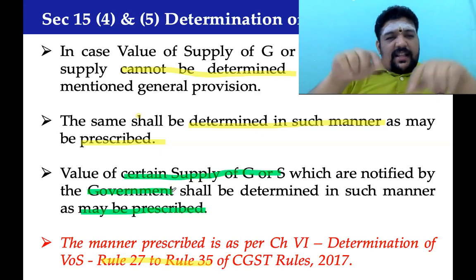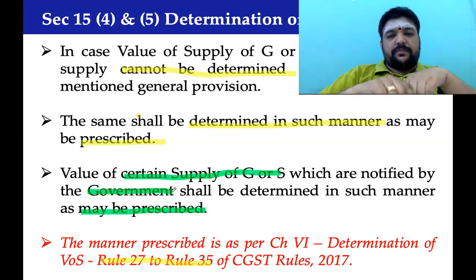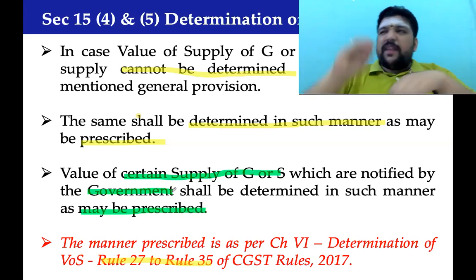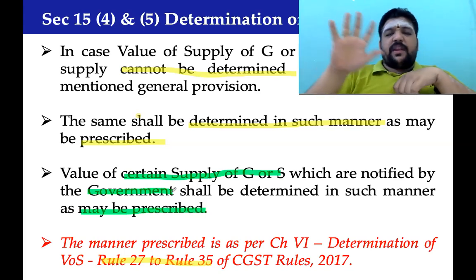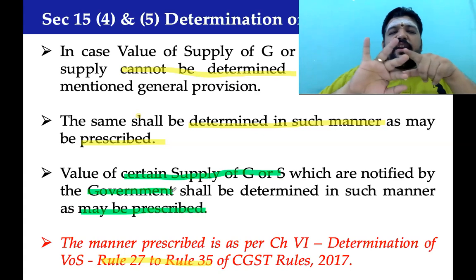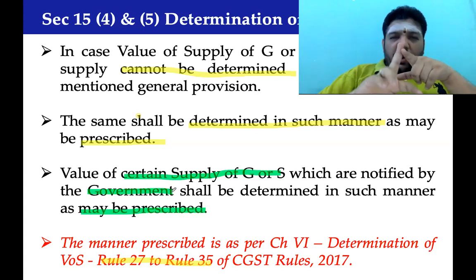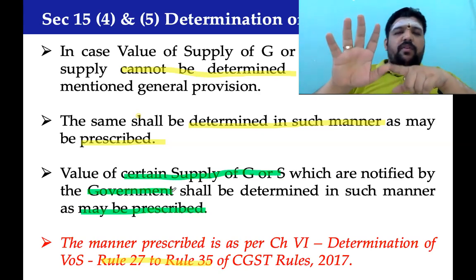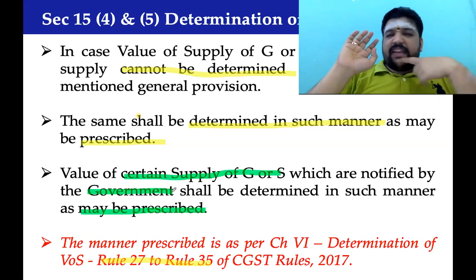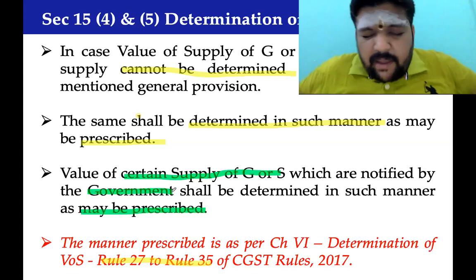Which means section 15(5) will override your 15(1) itself. The government gives you an option. In case of these, the value will be determined in such manner as may be prescribed. What are those businesses? Foreign exchange dealer, life insurance business, lottery tickets, used goods, followed by air travel agent. For these businesses, value will be determined in a particular manner.